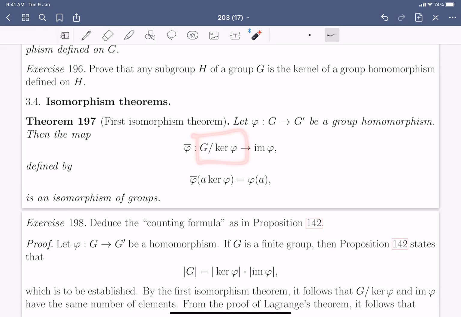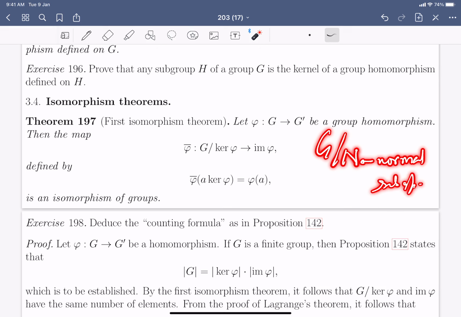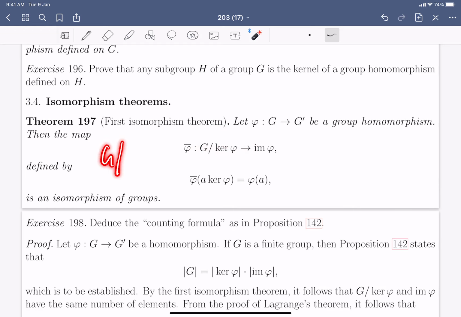Let's recall that we have seen the symbol G mod n, when n is a normal subgroup of G. So this makes perfect sense. By that I mean that kernel of phi is a normal subgroup of G, so it's perfectly fine to look at G modulo kernel of phi. That's the first thing to note. And now we are going to define a map from G modulo kernel of phi to image of phi.